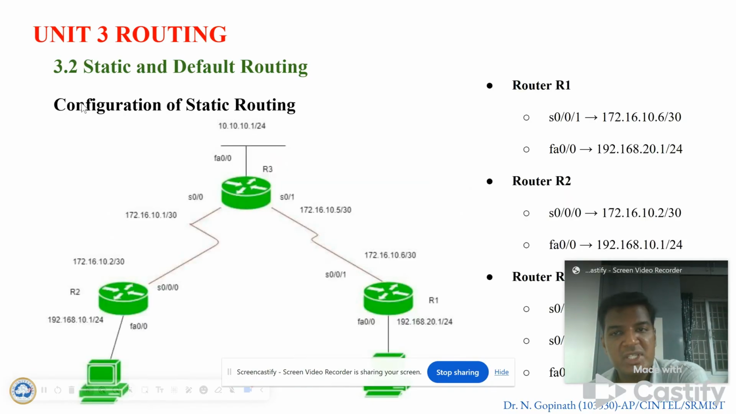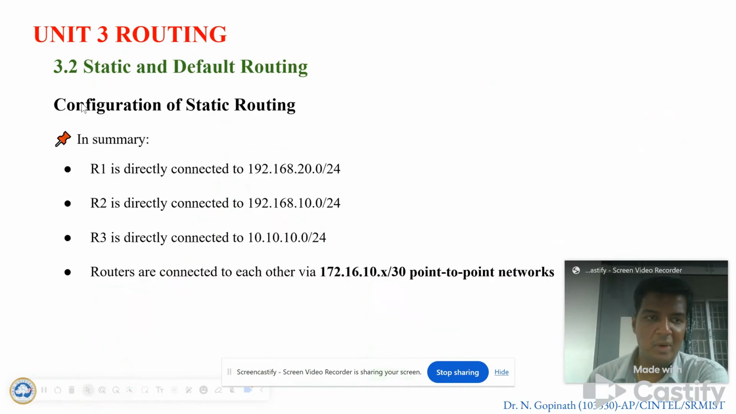So, here the configuration of static routing is shown. Here we are using routers R1, R2 and so on. Configuration of static routing: from the previous slide's picture, the summary is given here.